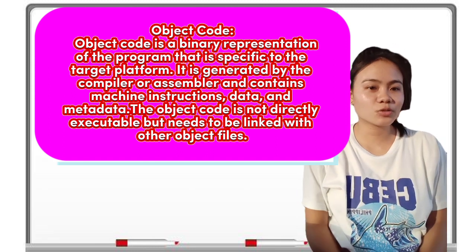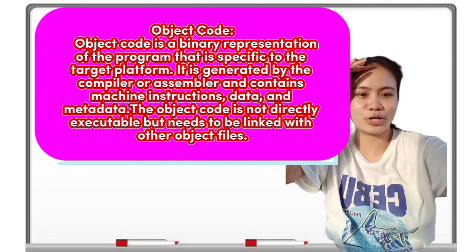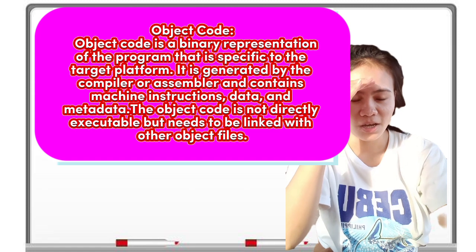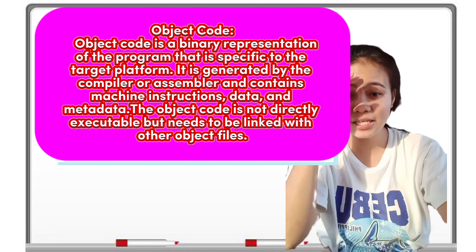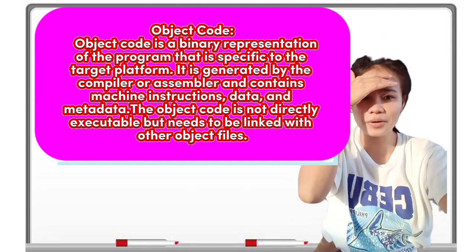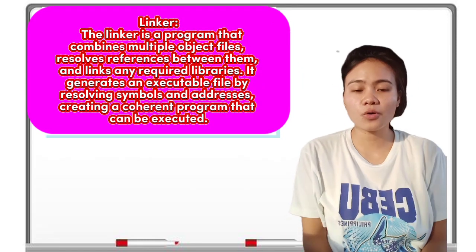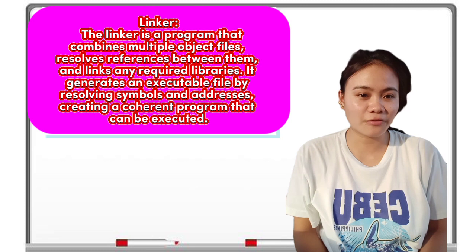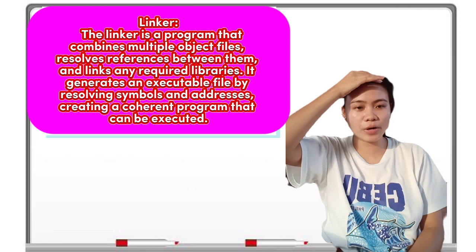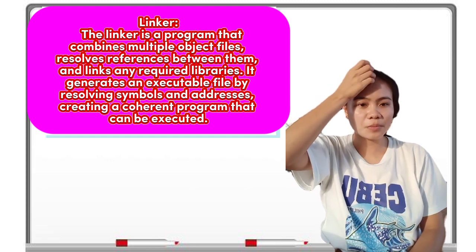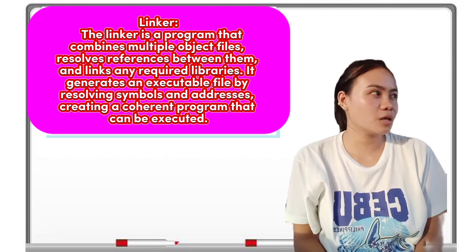Object code is specific to the target platform. It is generated by the compiler or assembler and contains metadata. The object code is not directly executable but needs to be linked with other object files and libraries to create an executable. Next is the linker. The linker is a program that combines multiple object files, resolves references between them, and links any required libraries. It generates an executable file by resolving symbols and addresses, creating a coherent program that can be executed.